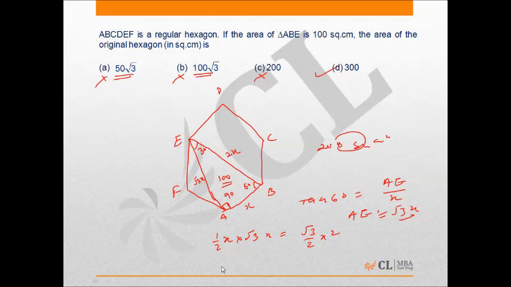Now the area of the hexagon will be 6 times the area of an equilateral triangle whose side is equal to the side of the hexagon. So 6 into root 3 by 4 into x square. This can be written as 3 into root 3 by 2 into x square, and the value of root 3 by 2 into x square is given as 100. Therefore the required area will be 3 into 100, which is 300 square centimeter.